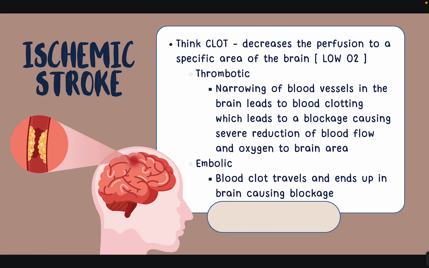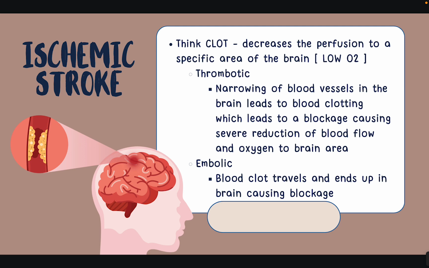Now, for your ischemic strokes, we're thinking that there's no blood flow, okay? There's no flow to whatever part of the brain it is, right? So when you're thinking about ischemic stroke, think about a clot, think about a blockage, something that is not allowing blood flow to that specific part of the brain, okay? This is a decrease in perfusion to that specific part of the brain, which causes low oxygenated blood to go there. So the brain is not going to function in that specific area because it's not receiving oxygen.